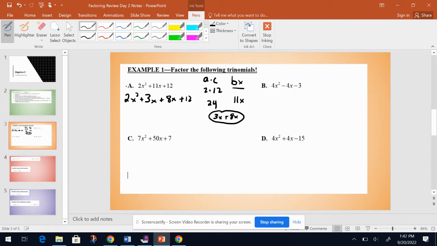Okay, so now I do what's called factor by grouping. I'm going to group the first two terms. I'm going to group the second two terms. I'm going to take out the GCF. The GCF is an x. That's going to leave me with a 2x plus 3. I'm going to take out the GCF, which is a 4. And that's going to leave me with a 2x plus 3. If you are doing this right, then these two in parentheses will always be the same.